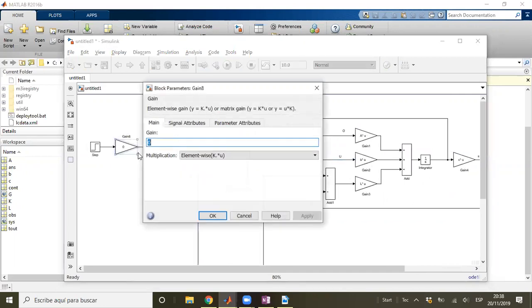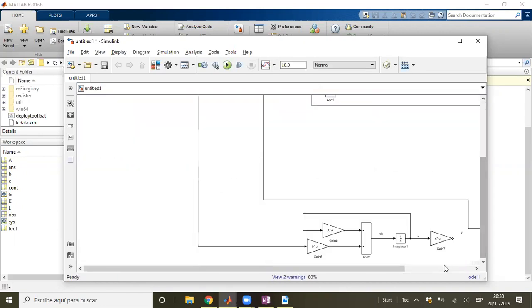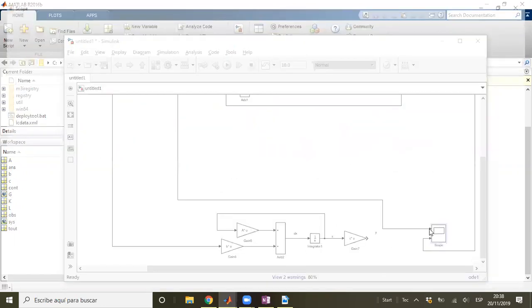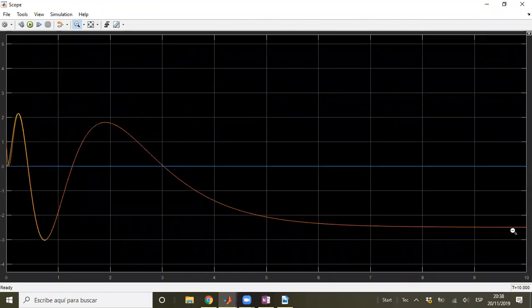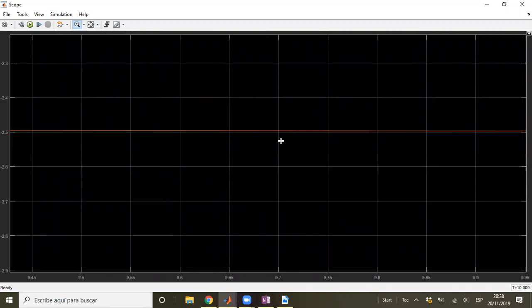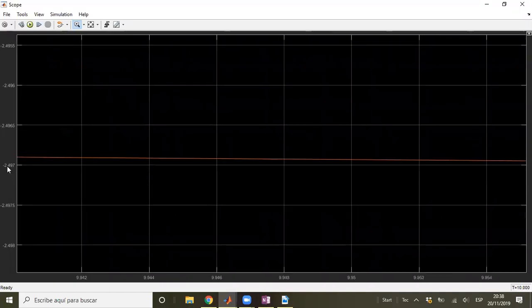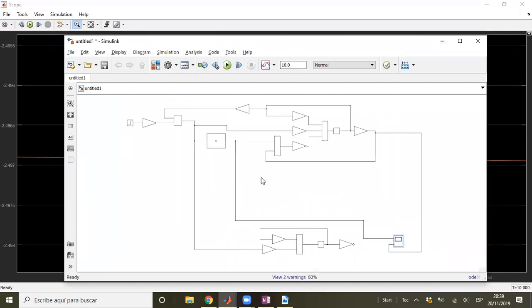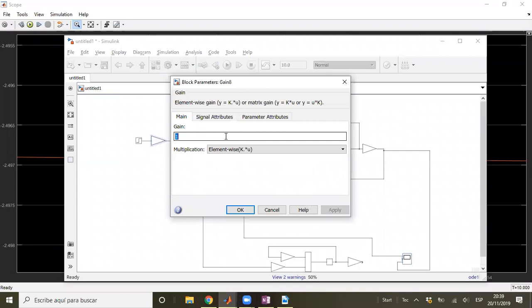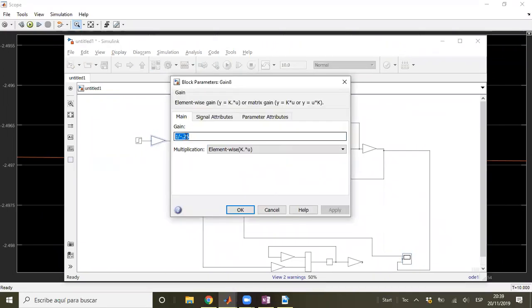Now, what happens if I put a gain in here equal to 1? As we expect, the output now is going to be different from 1. Okay? You see, we have this steady state value. Okay, it's close to minus 2.5. Actually, yeah, minus 2.5. So what I can do is I'm going to put in here 1 divided by minus 2.5. Oh, sorry, minus 2.5.